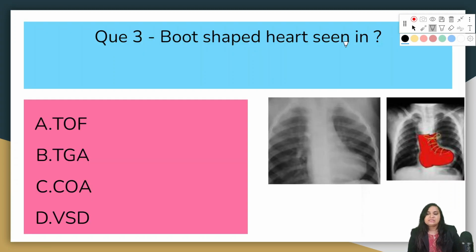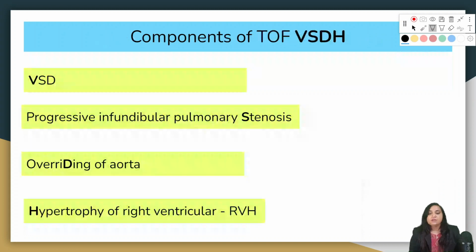Boot-shaped heart is seen in TOF, TGA, coarctation and VSD. Here it is boot-shaped heart and it points toward tetralogy of Fallot. Here we need to remember the components of TOF. So there is an easy mnemonic to remember: VSDH.